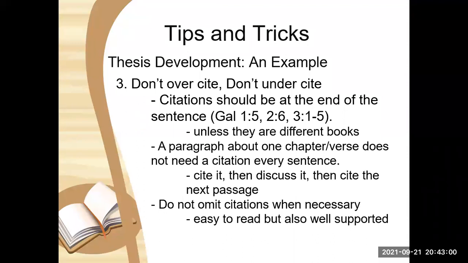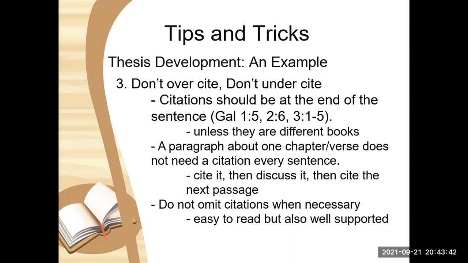So let's say you are working your way through the Genesis passage and you're talking about Genesis 1:26, verse 26. So the beginning of your paragraph says Genesis 1:26 talks about God creating man in his image. And then the rest of your paragraph is strictly about verse 26. You don't necessarily need to put that at the end of every sentence. So long as you aren't switching to other verses and other chapters, we all know that paragraph is about Genesis 1:26 because you said it at the top.